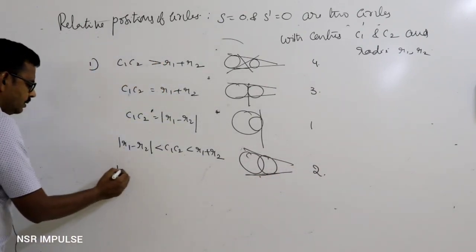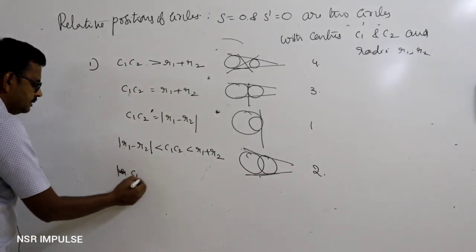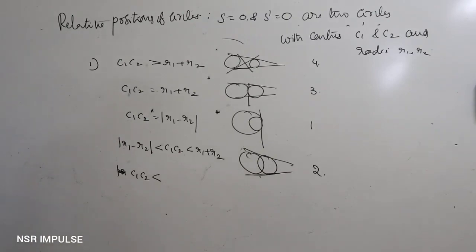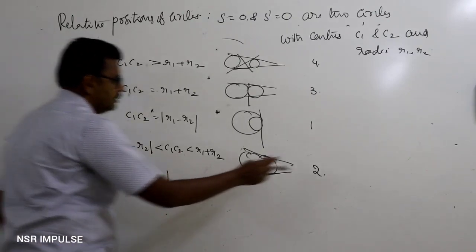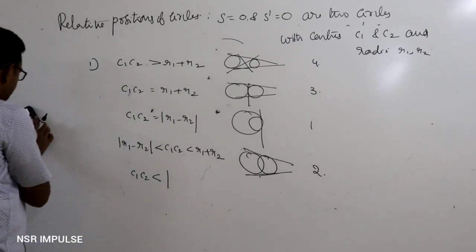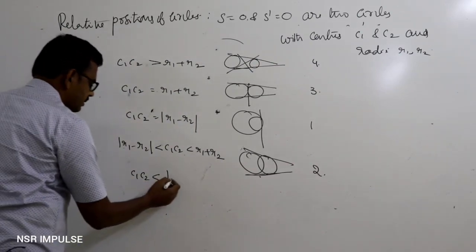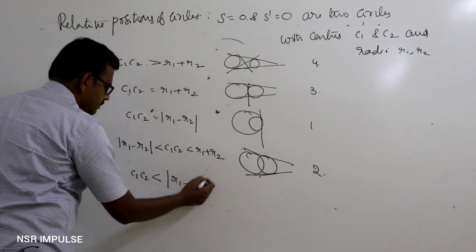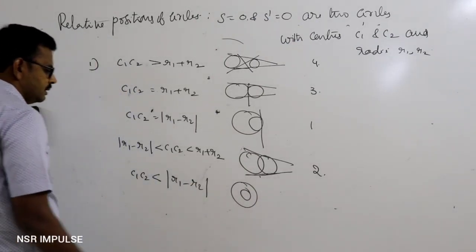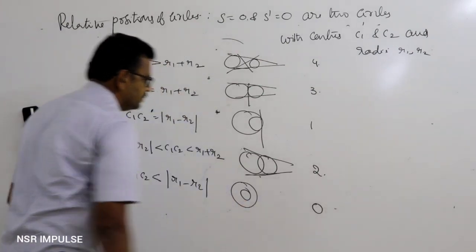Next one, C1C2 is less than mod of R1 minus R2. One circle lies completely inside the other circle. Number of tangents 0.